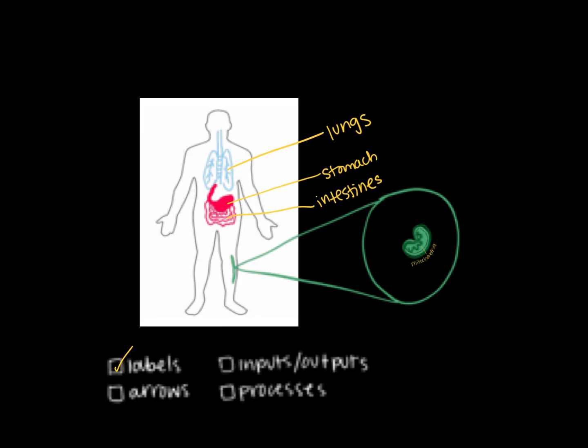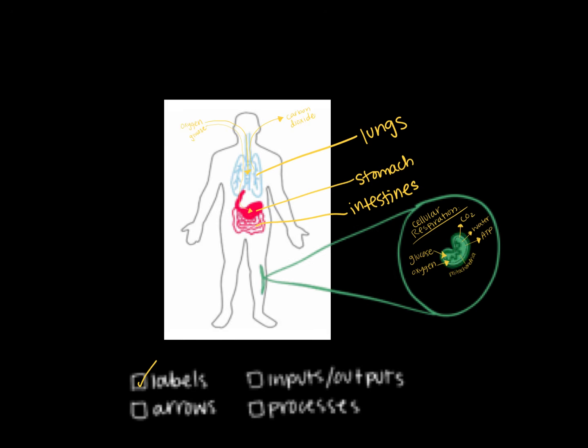Next, what could we use arrows to show? Well, first off, we've zoomed into the mitochondria, so we can show our process that happens in the mitochondria, which we know, once again, is cellular respiration. So I'm going to go ahead and add that, as well as gas exchange. So we saw a couple examples of how that is modeled already in this video, so I'm going to go ahead and add that.